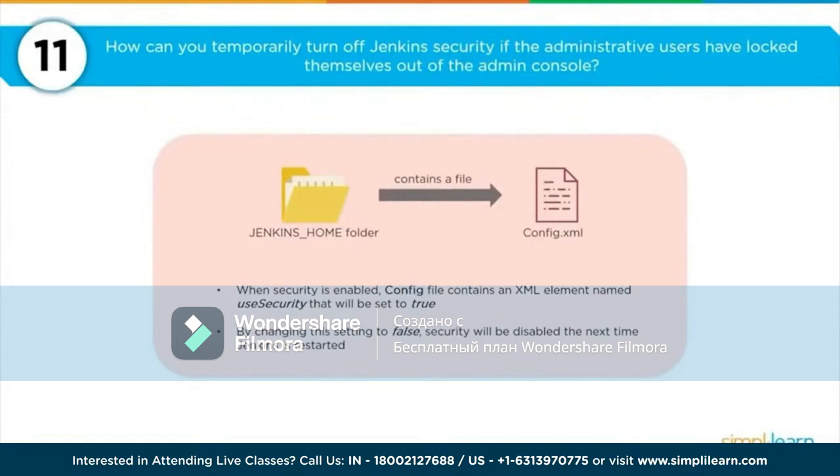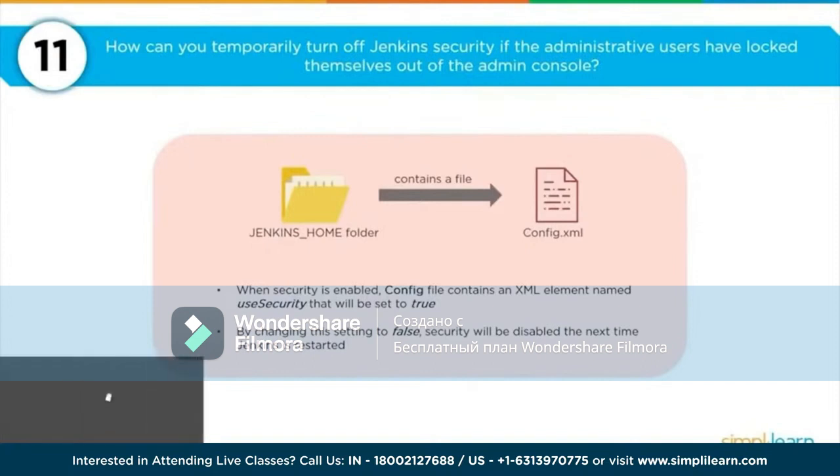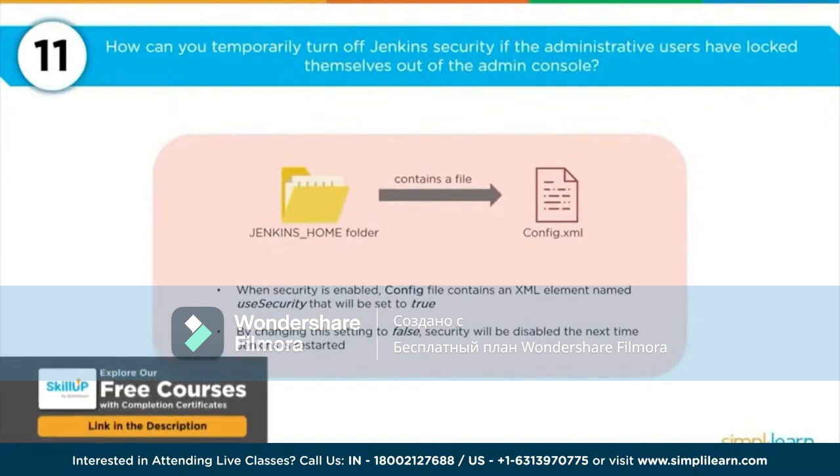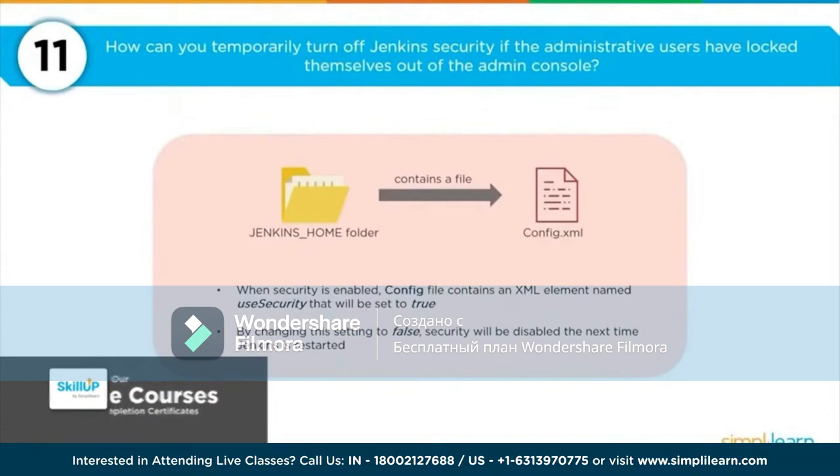So when you want to get into a Jenkins environment, what you want to do is locate the config file. You should see that it's set to true, which allows for security to be enabled. If you then change the user security setting to false, security will be disabled, allowing you to make your administrative changes, and it will not be re-enabled until the next time Jenkins is restarted.